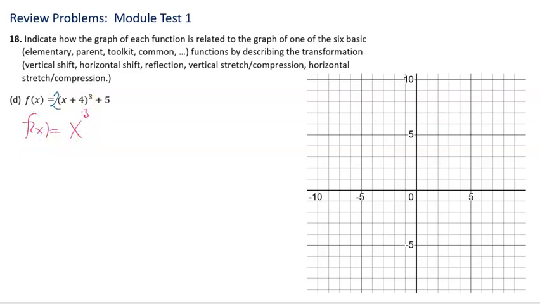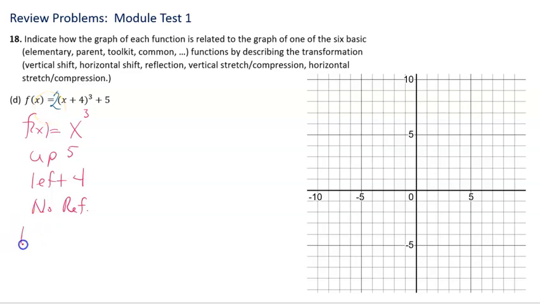That's the basic. Now, have we moved it left or right, or up or down? And let's do up and down first. Notice the plus 5 on the outside, so that's up 5. That's your vertical shift. The plus 4 on the inside would mean we move to the left 4. That's your horizontal shift. There is no reflection. Why not? Because there is no negative times the x or a negative out front.